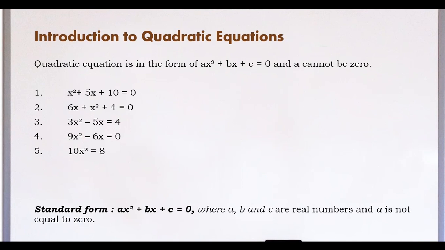Don't forget that the standard form is always ax squared plus bx plus c equals 0, where a, b, and c are real numbers and a is not equal to 0. Remember that the value of a should never be equal to 0, since if a becomes 0, your equation will become linear. And again, to recall, the quadratic term is ax squared, the linear term is bx, and the constant term is c.